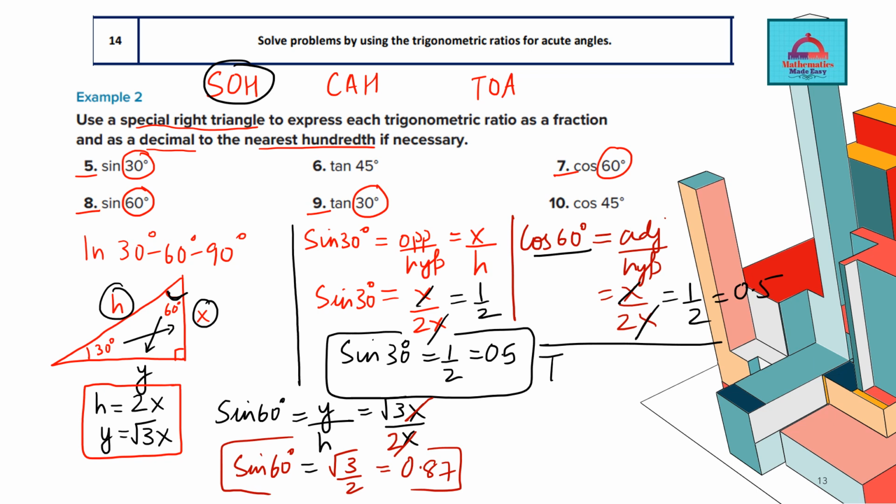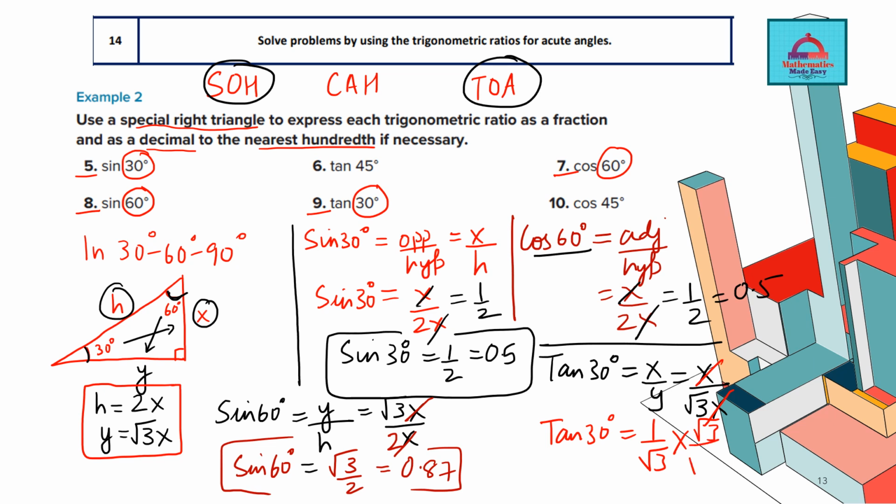Last one is tan 30 degree. So tan is TOA, means opposite over adjacent. So I go to 30 degrees, opposite is x, adjacent is y. So this is x over y. Now y value from the formula for the special triangle is root 3x. So x and x again cancels. So tan 30 degree is 1 by root 3. We can rationalize it to remove the radical sign. So this is root 3 over 3, and you can convert it into decimal. This is going to be 0.58. So this is how you solve the questions using special triangles and a little bit of trigonometry.